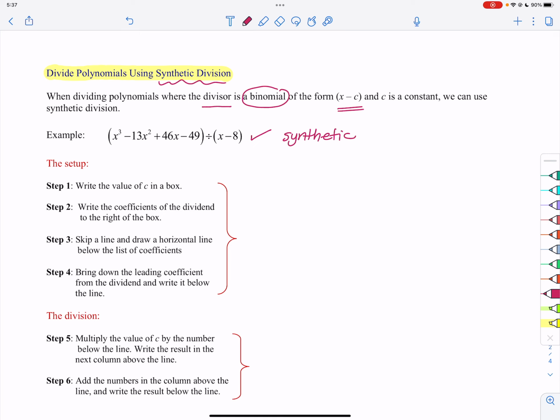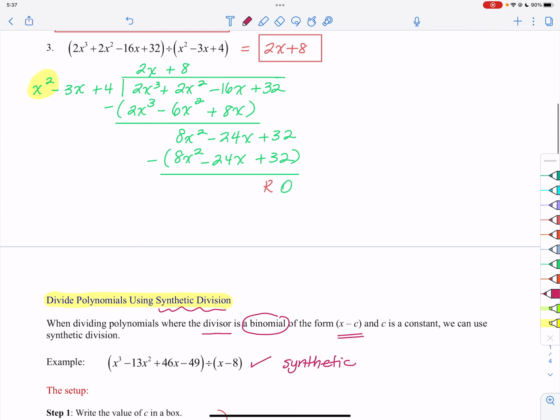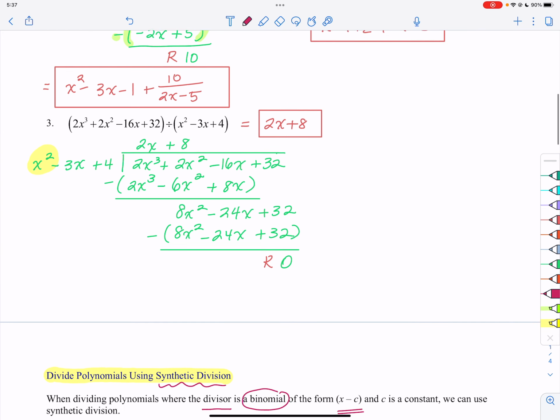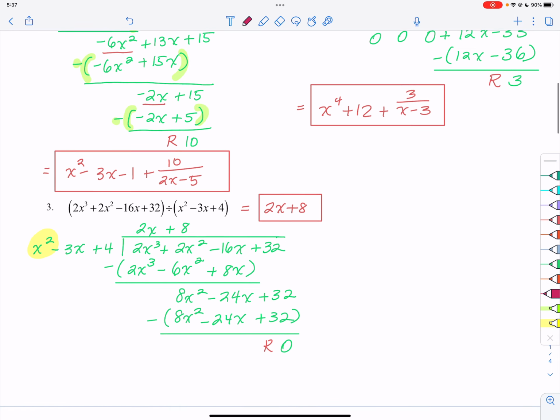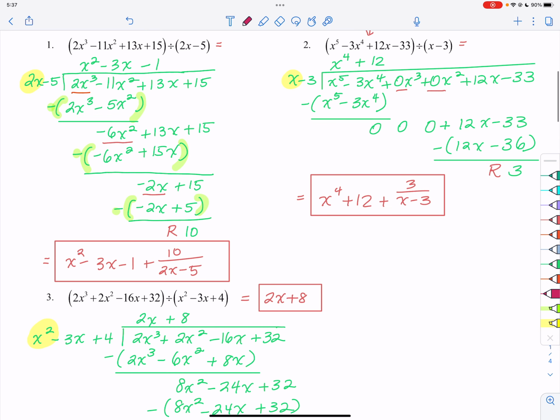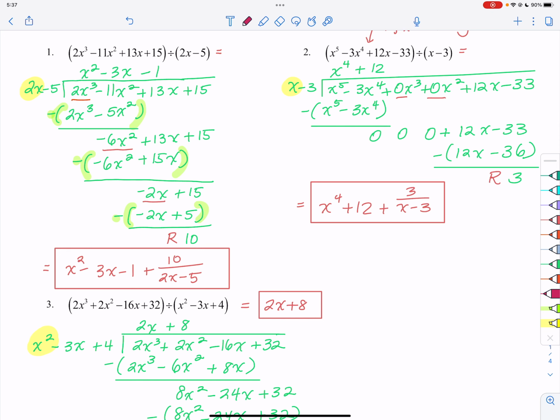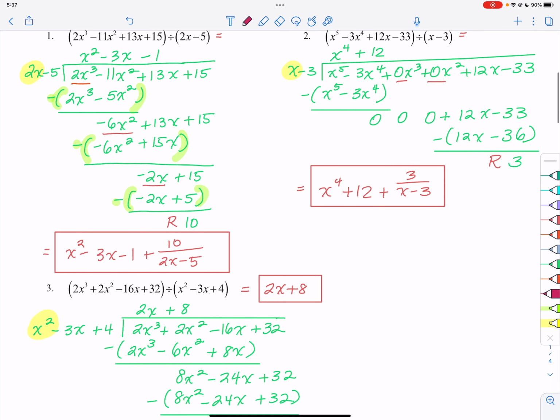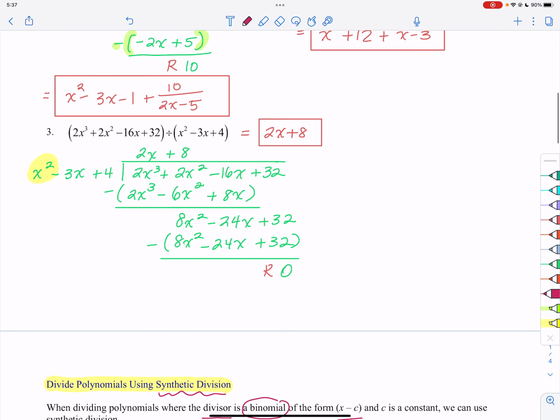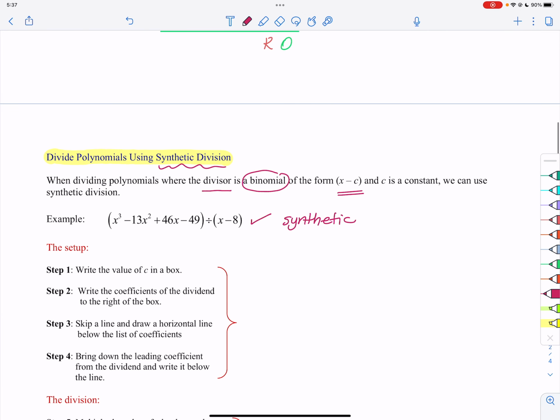Look at that divisor. Let's go up here. Could we have used synthetic in number 3? No. It is not of x minus c form. How about number 2? Yes. And actually, we could have in number 1 as well if we would have divided both of those terms by 2. But that's a little bit more work, and we'll talk about that. So we can use synthetic because we have x minus c form.